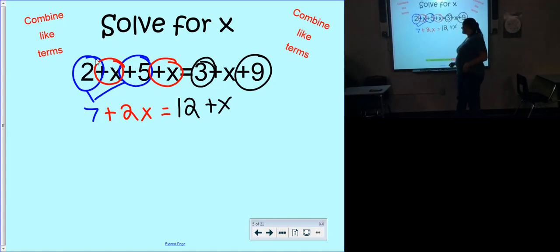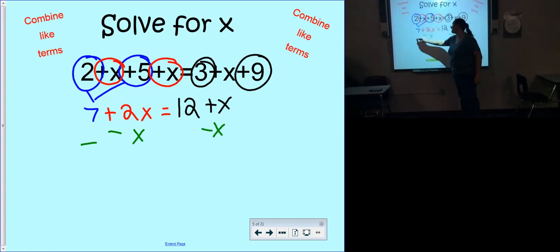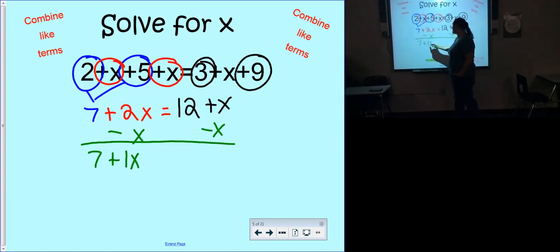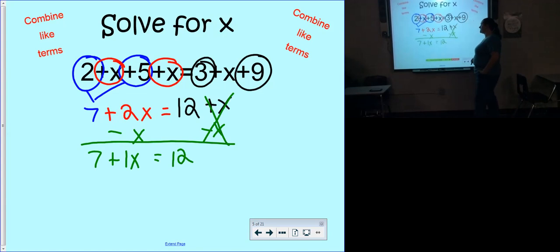Now my next step, just like what we did on the last example, start moving things from one side to the other to get variables on one side, constants on the other. I'm going to go ahead and move x over to the other side. I still have 7. 2x minus x is 1x. I still have 12, but those x's cancel.